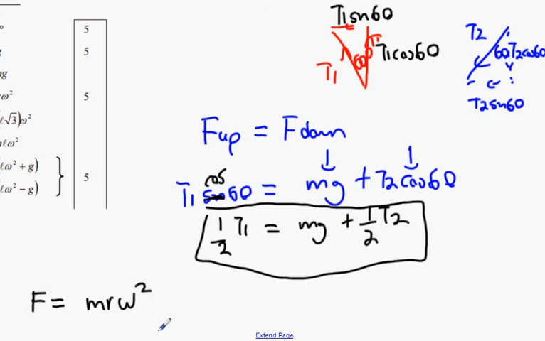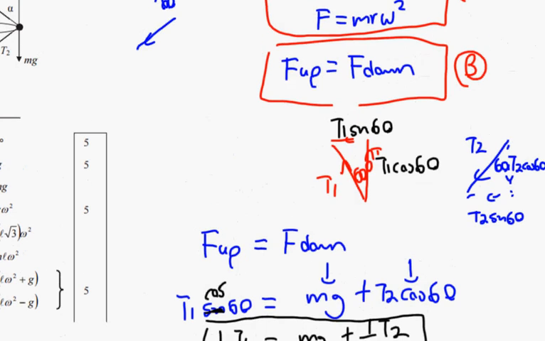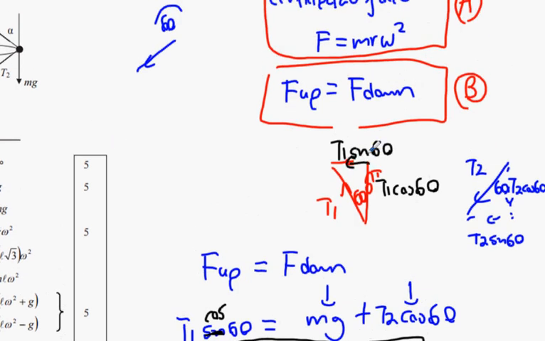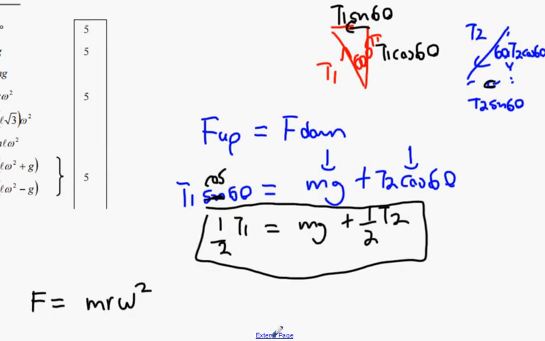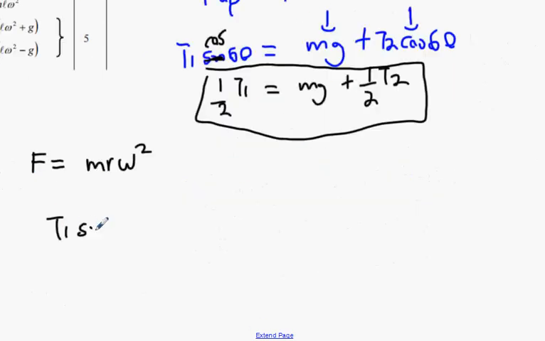Now, what forces go towards the center of the circle? The T1 sine 60 does. And what else goes towards the center of the circle? T2 sine 60. They're both tensions. Both tensions have a component acting towards the center of the circle. So what we're going to get is T1 sine 60 plus T2 sine 60 equals m r. Do we know the radius?